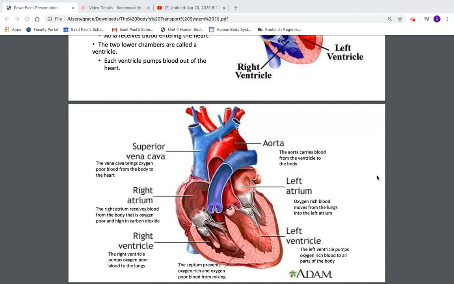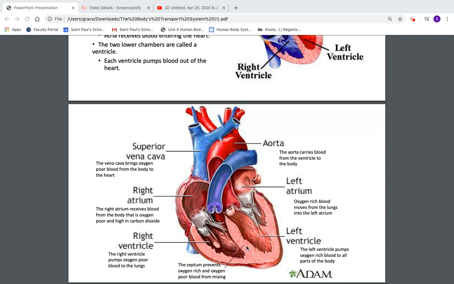The left atrium receives oxygen-rich blood from the lungs, while the left ventricle pumps oxygen-rich blood to all parts of the body. Then if we look below, we have our septum separating the right and the left chambers so as to not mix our oxygen-rich blood and our oxygen-poor blood.